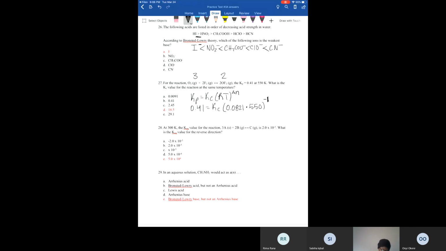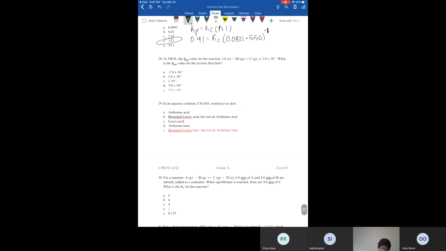Okay, so at 300 Kelvin, the Keq is 2.2 times 10 to the negative 5. What is the Keq for the reverse direction? So you just flip it. K forward is 1 over K reverse, and K reverse is 1 over K forward. So solving for K reverse, it's just 1 over 2.2 times 10 to the negative 5.